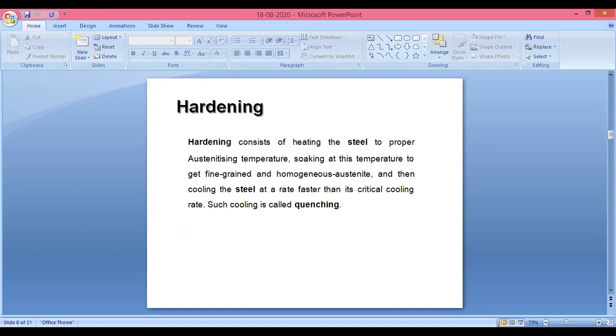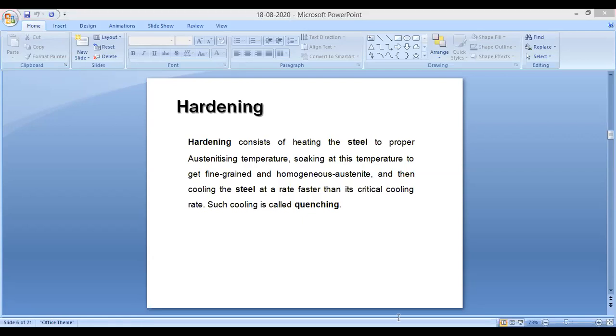Now, when we talk about the hardening process, we are talking about heating the steel to the proper austenitizing temperature, soaking at this temperature to get fine grained and homogeneous austenite, and then cooling the steel at a rate faster than its critical cooling rate. Such cooling is called quenching. Normally, carbon steels are quenched in water and alloy steels are quenched in oil.